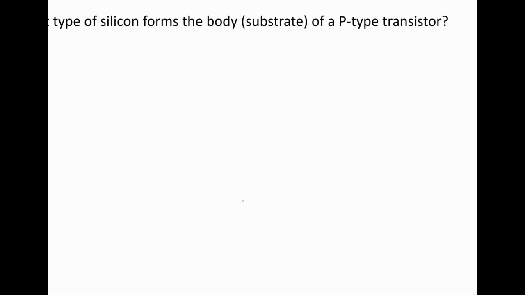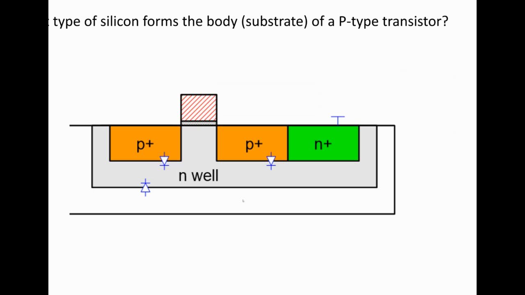What type of silicon forms the body of a p-type transistor? The body is the substrate that the transistor sits in. It's kind of like the bed of the transistor. It's important that the body be connected to power or ground, depending on what type of transistor it is, in order to avoid there being leakage from the diffusion areas into the body, or from the source and drain into the body. Basically the body serves to electrically disconnect the source and drain from the substrate.